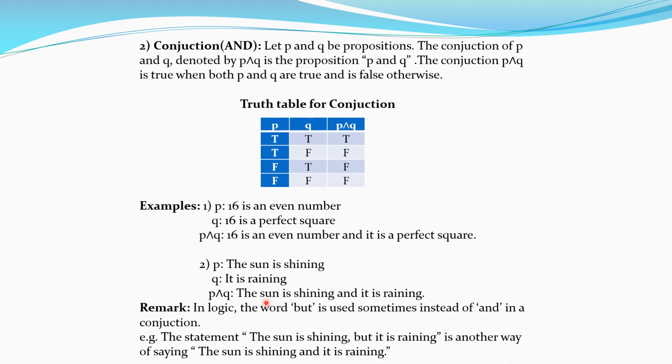Now, in logic, the word but is used sometimes instead of and in conjunction because it is a more appropriate word. So instead of and, sometimes but is also used. See the statement, the sun is shining but it is raining. So instead of writing the sun is shining and it is raining, the sun is shining but it is raining is more appropriate. So and, but both are nothing but conjunction.